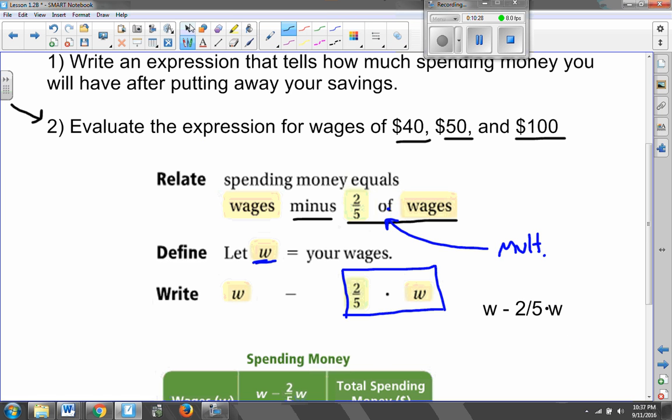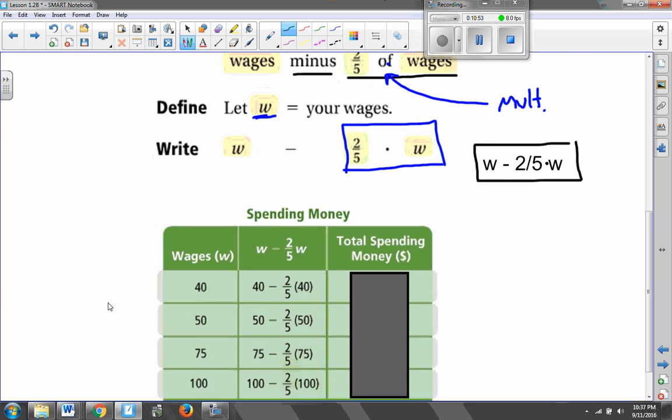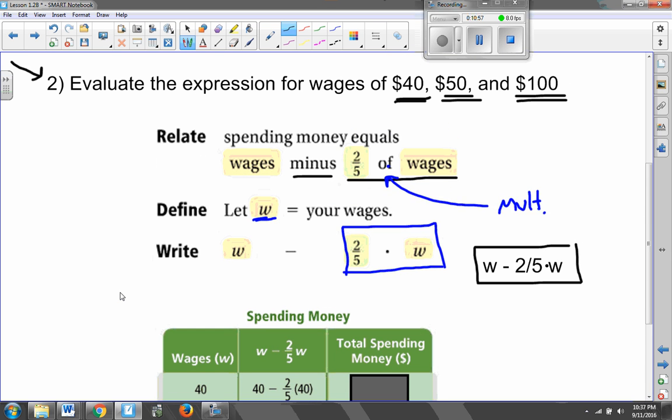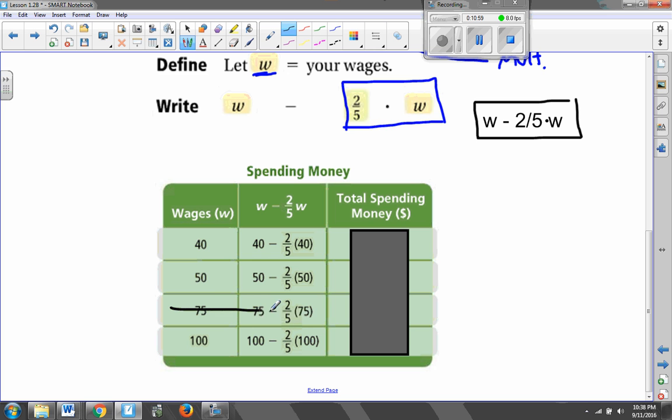And now we can evaluate it just like we've been doing for different values of W. So they want us to do it 3 times. They want W to equal 40, they want W to equal 50, and they want W to equal 100. So each of those we'll just plug into our expression down here and simplify using the order of operations, where we will multiply first and then minus away. So if we look at each of these, 40, 50, and 100, we'll scratch out the 75.